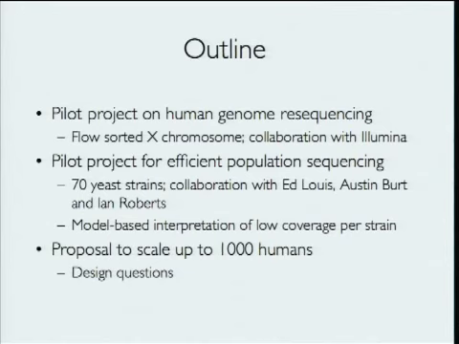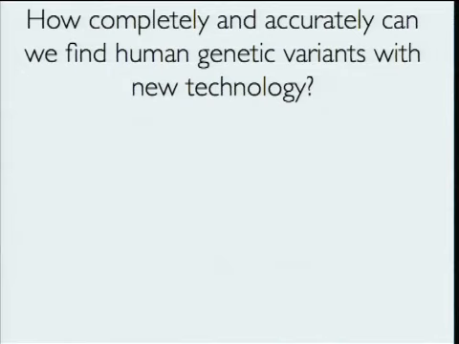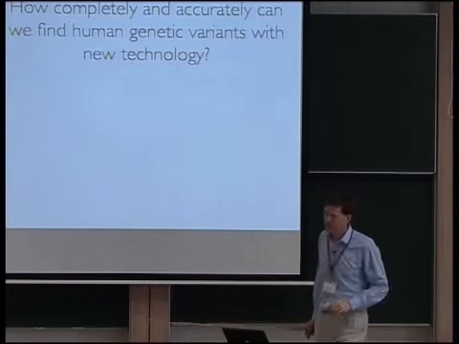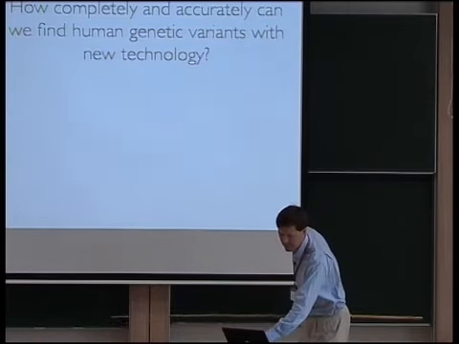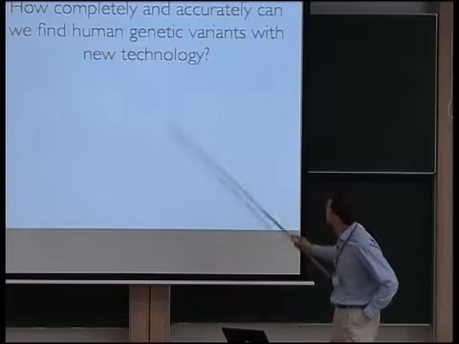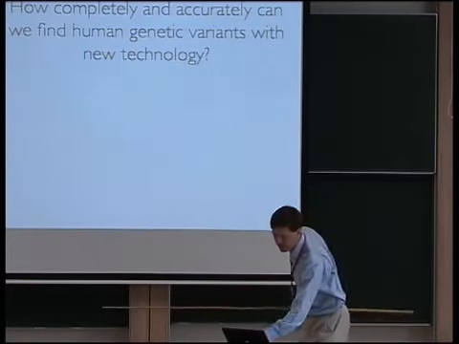And there are design questions there which are very alive in the community, and which I think are a kind of good subject for this meeting in a sense. Because there are statistical issues in how to most effectively get the data. So how completely and accurately can we find variants with the new technology?